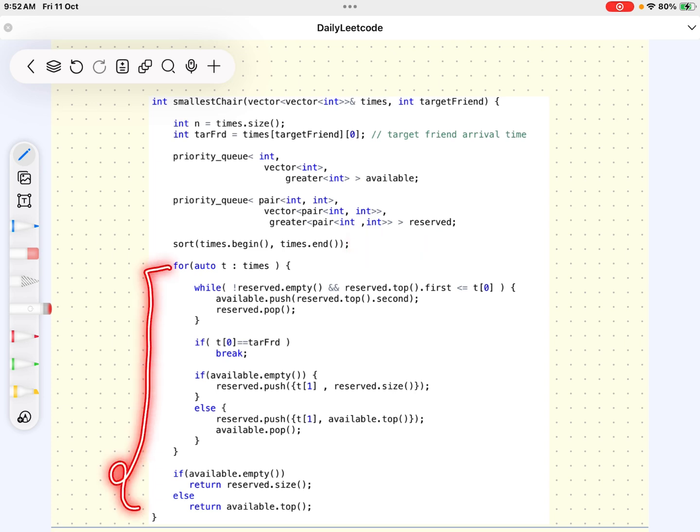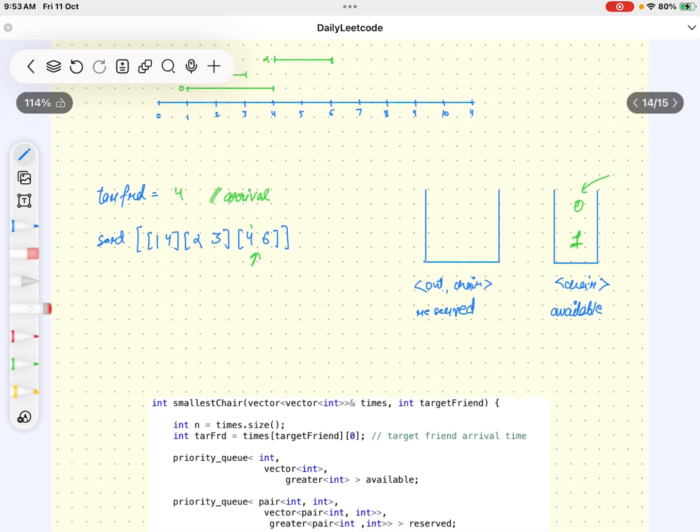Then we iterate over this whole times array, and then we make sure that if our reserved is not empty, and reserved top first is less than or equal to t.0, which means that this is the arrival time of the new friend, and this is the departure time of my last friend. If both these conditions are satisfied, we're gonna push into available and reserved will be popped, which means this is the step we were doing over here, that we are taking from here and moving to this part.